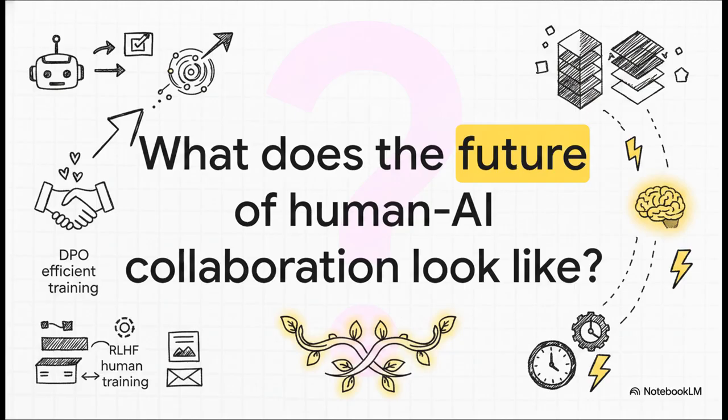But all of this leaves us with a pretty massive, provocative question. As we rely on ever larger datasets to train these increasingly complex models, what does the future of human-AI collaboration actually look like? How are we going to scale our human values to guide machines that process information millions of times faster than we do? It's a thrilling challenge and for sure, one that's going to define the next decade of technology.